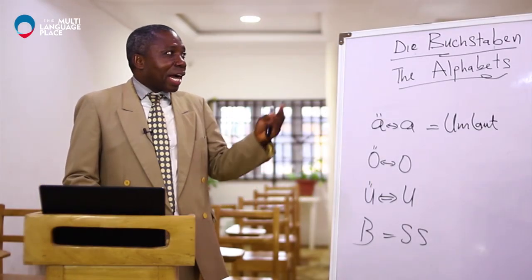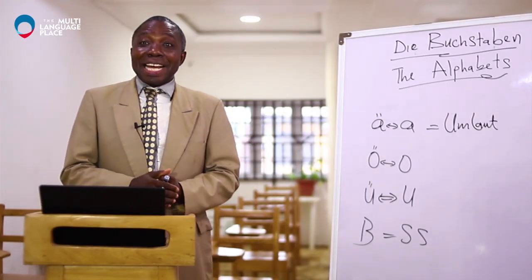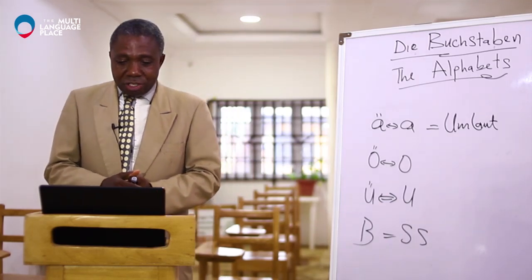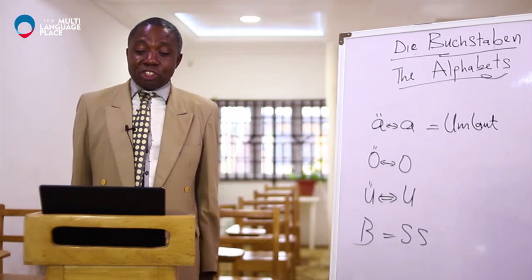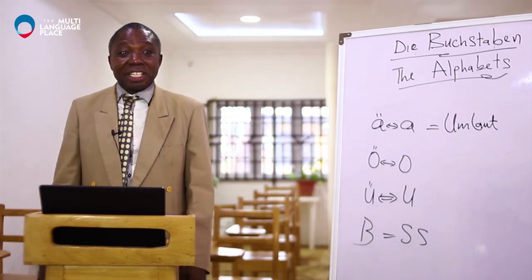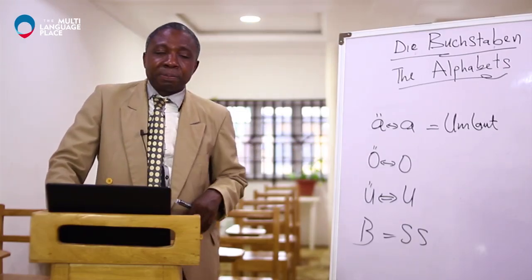Okay, we are coming to the alphabets of the language now, and we want to see what the alphabets of the German language are, what the difference from English is, and how we can learn them. You need to know that the letters in the German alphabet are the same as in English. However, there are four letters which we do not have in English, but we have in German.